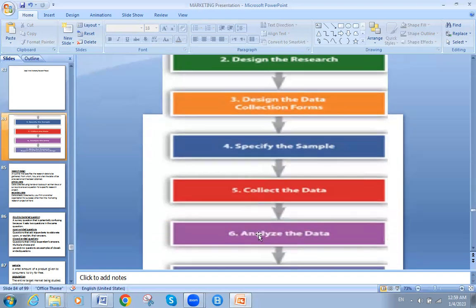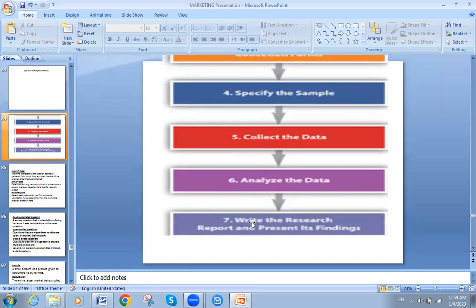For example, 55% of the population said that they would like the drink or they would like the Pepsi or whatever, and so on. Then I will write the research report, and make the decision to make the factory here or not.